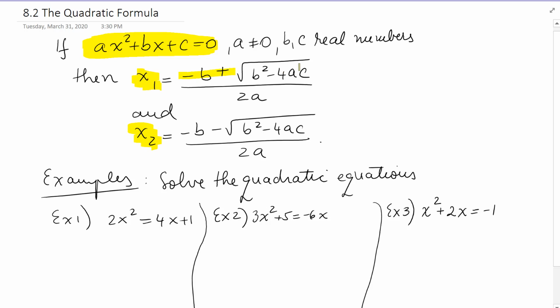are given by these formulas: negative b plus square root of b squared minus 4ac, and negative b minus square root of b squared minus 4ac. So basically you can comprise it into only one formula. The solutions are negative b plus minus square root of b squared minus 4ac, everything over 2a. Very important, it's a long line and it's over 2a.